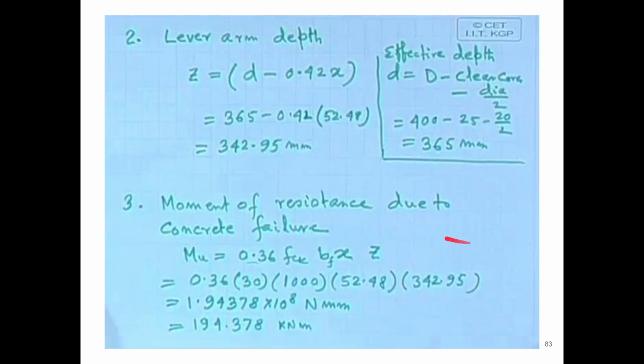So therefore the moment of resistance due to concrete failure, Mu, is 0.36 fck BF into X into Z, right? So that is the standard formula. We just substituted B with BF, right? So it is equal to 0.36 into 30 into 1000 into 52.48 into 342.95, which comes to be 194.378 kilonewton meter.